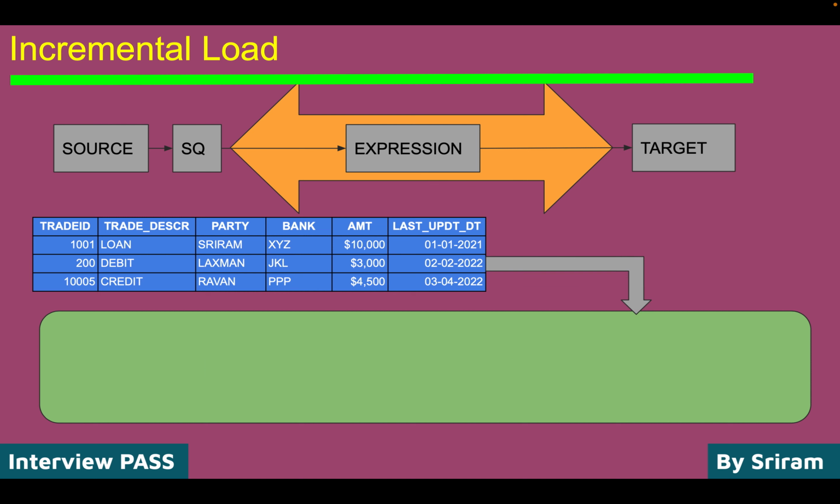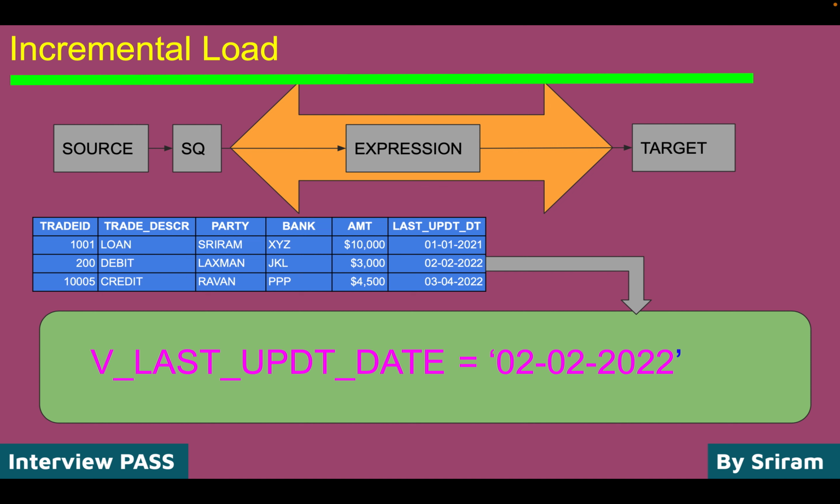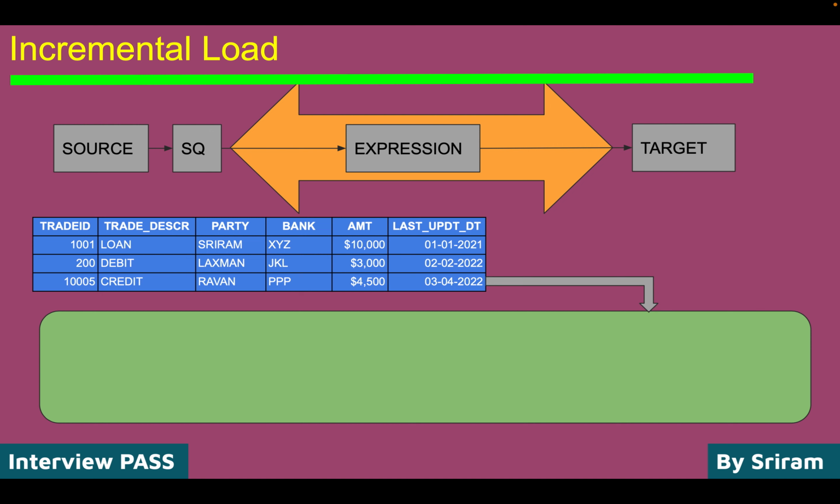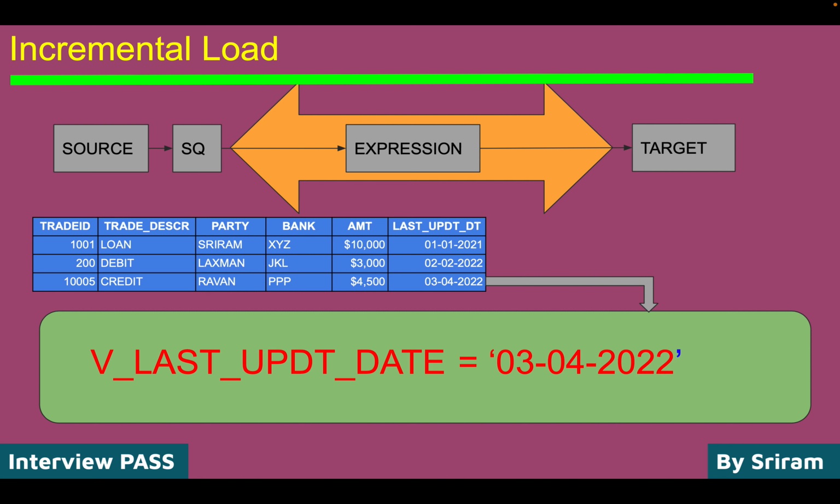Now I'm reading the second record, so the maximum value in the second record is 2/2/2022, because 1/1 is less than 2/2/2022. So the current value in the last update date variable is 2/2/22. If you read the third record, the value will change to 3/4/2022. That's how our variable will be changing, and this persistent max variable will be used in the source qualifier to read only the data which is greater than 3/4/2022 tomorrow.